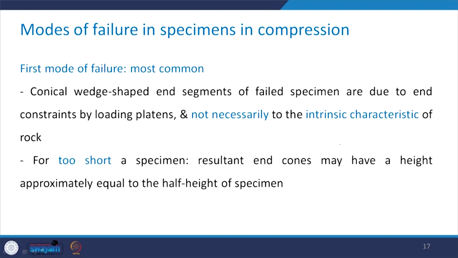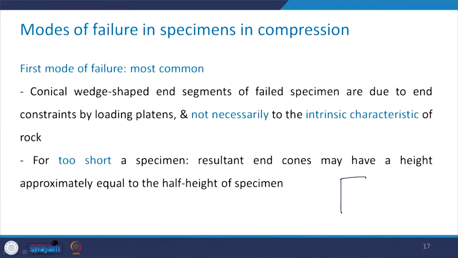As I have already explained to you, the conical wedge shaped end segments of the failed specimen are due to the end constraints by the loading platen, and may not necessarily be due to the intrinsic characteristic of the rock. So, if we are able to remove the end constraint or the friction between the loading platen and the end surface, then we will be able to do away with these conical wedge shaped end fragments. Okay. So, do not think that it is the intrinsic characteristic of the rock.